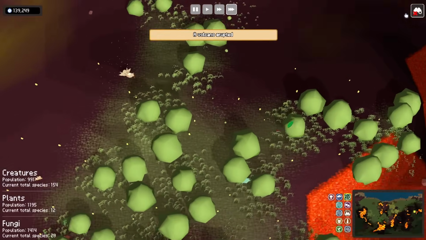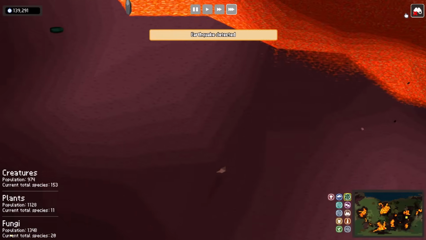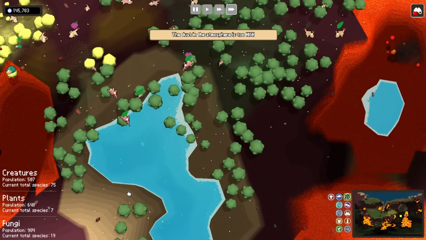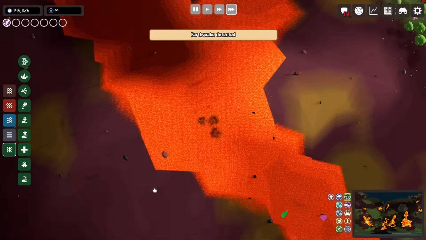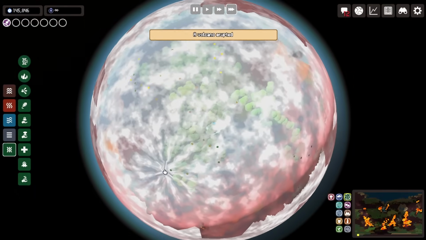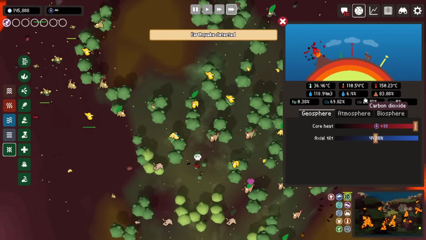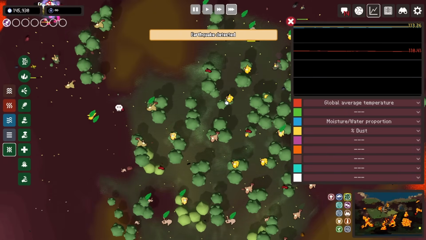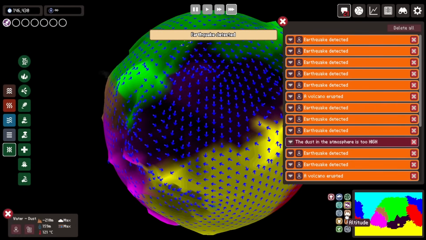In observer mode, the camera goes crazy. It's like earthquake, volcano, earthquake, earthquake, volcano, earthquake. The map is flashing half red. The population count halved to 500. There was so much dust in the air, but we still had life. The temperature was like 110 degrees average. It was honestly crazy.